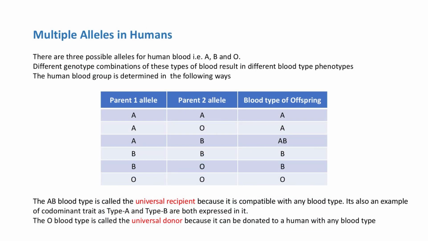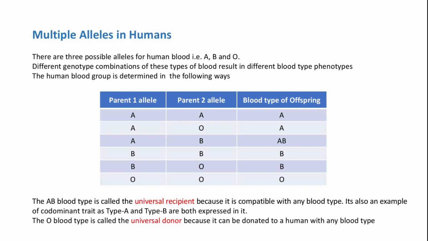Multiple alleles in humans. Blood type in humans is also an example of multiple alleles. There are three possible alleles for human blood type, that is A, B and O blood types. The human blood group is determined in the following ways. If one parent has allele A and the second parent has also allele A, then the resulting blood type will be A. If one is A and the second is O, then the result is A, which indicates that O is recessive. If one allele is A and the second is B, then the result will be AB, which is an example of codominance. If both the alleles are B, then the result will also be B.